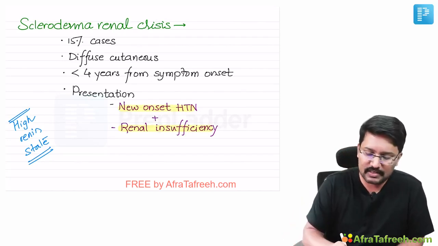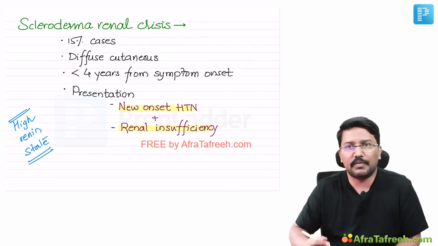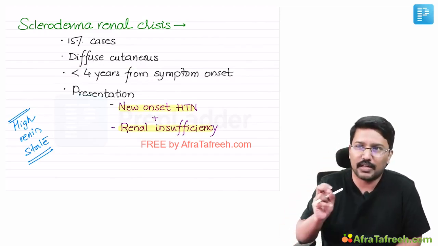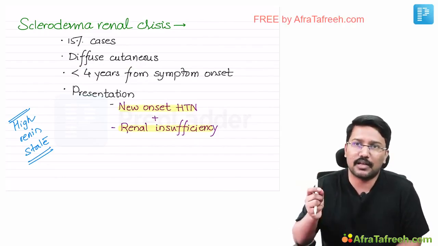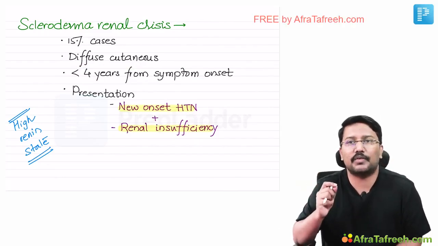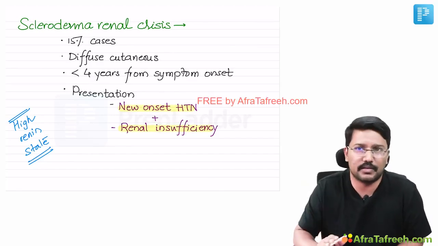And also remember, the risk is maximal in the first 4 years of the symptom onset. After that, the risk exponentially decreases. More than 85 to 90% of the cases are diagnosed as having scleroderma renal crisis in the first 4 years of the onset of their initial symptoms. After that, it is very minimal risk, right?